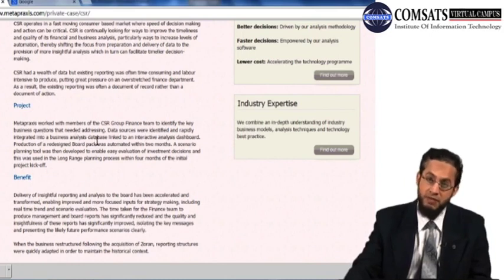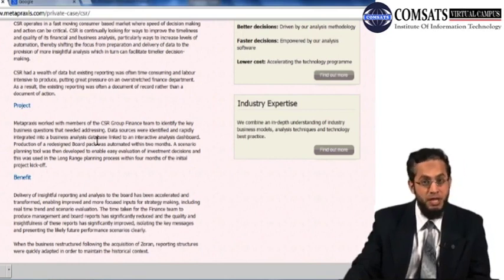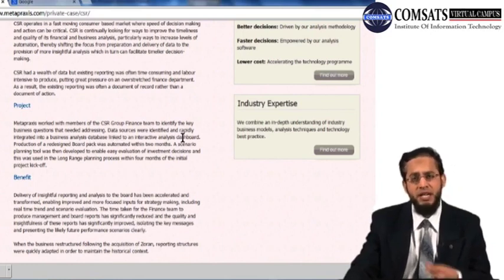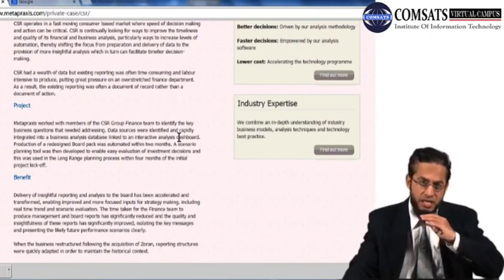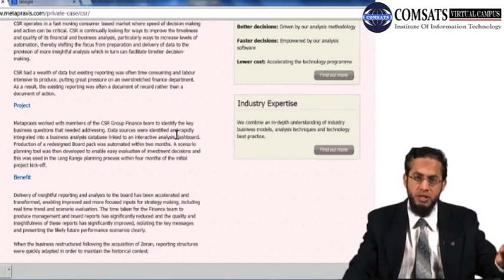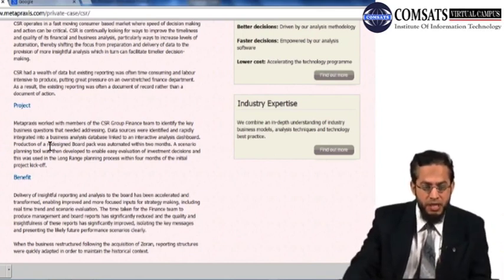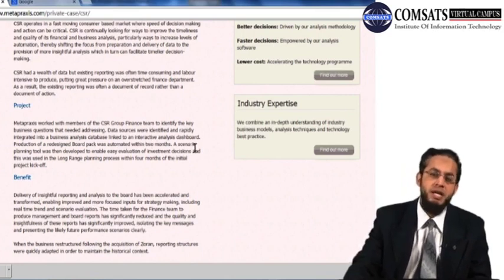Same thing, cause and effect. On that you then have to apply the 5 whys. Okay? This is what they did actually. Then data sources were identified. From where data is coming, they track it down back to the source of the origin from where data was coming, and rapidly integrated into a business analysis database linked to an interactive analysis dashboard.